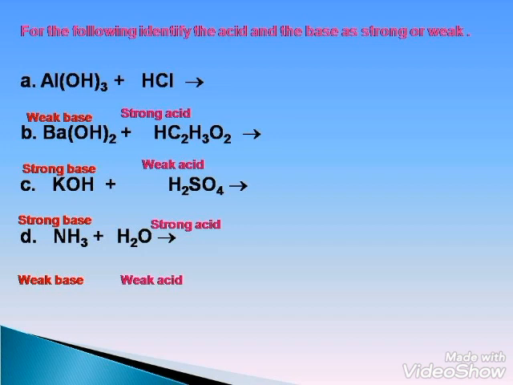For the third one, KOH and H2SO4 give K2SO4, which will be slightly acidic in nature because sulfuric acid is a strong acid. When ammonia dissolves in water, it forms ammonium hydroxide. It consists of a large number of hydroxyl ions, so definitely it will be slightly basic in nature.